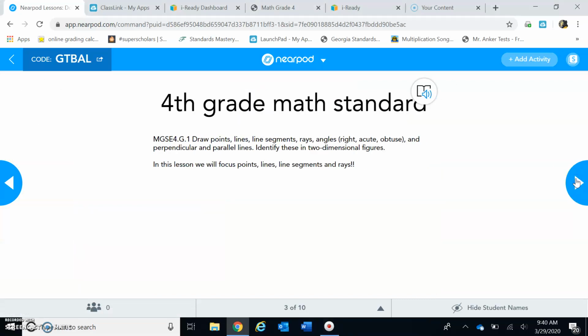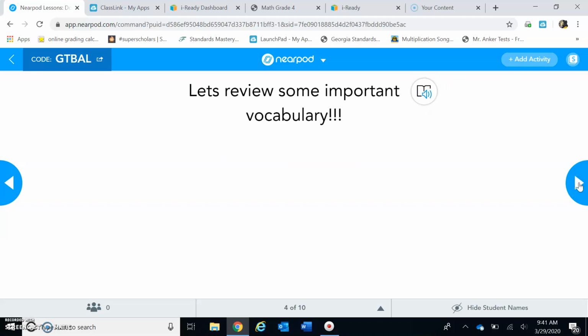Let's take a quick look at our fourth grade math standard. It's 4.G.1. Draw points, lines, line segments, rays, angles, right, acute, obtuse, and perpendicular and parallel lines. Identify these in two-dimensional figures. So in this lesson, we're going to mainly focus on points, lines, line segments, and rays. All right, so let's go ahead and get started. First, we're going to go over some important vocabulary words, and then we'll get started with our lesson.